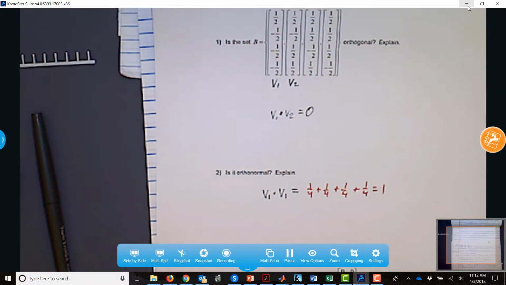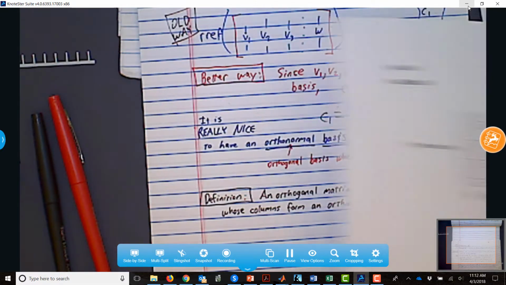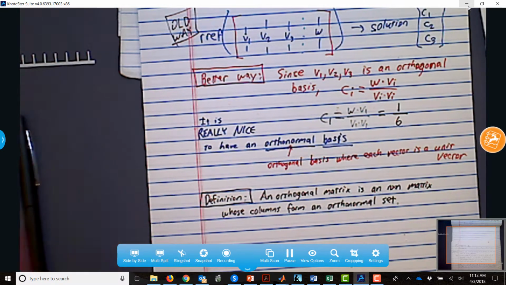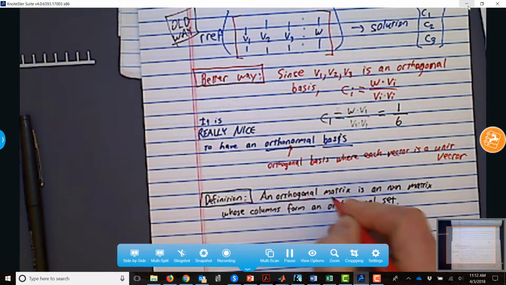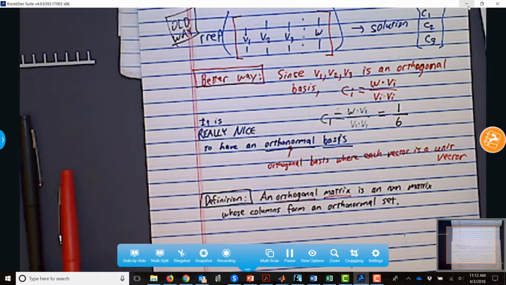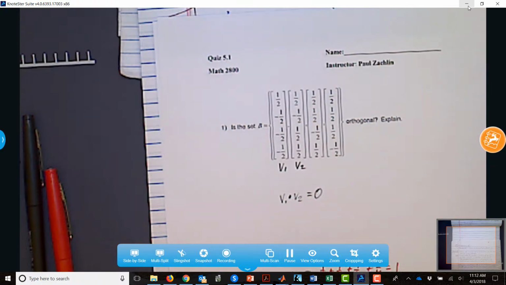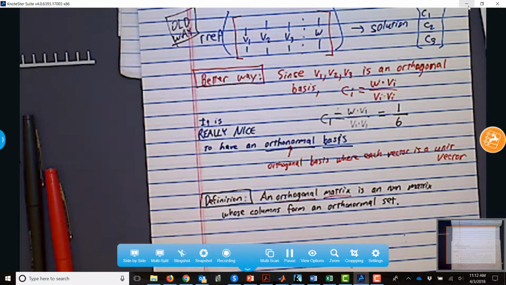If you were to take these numbers and put them into a matrix, that would be our first example of what's called an orthogonal matrix. It's a bad name. They probably should have said an orthonormal matrix, okay? But they didn't. If you see orthogonal matrix, by definition, that means the columns are orthonormal. You guys with me?